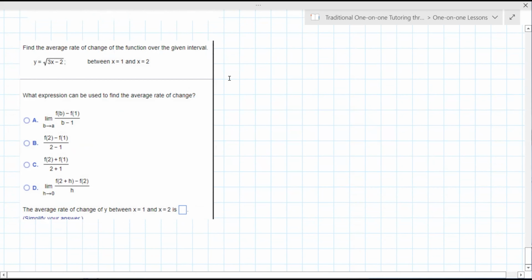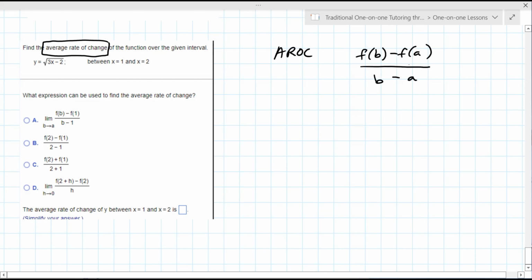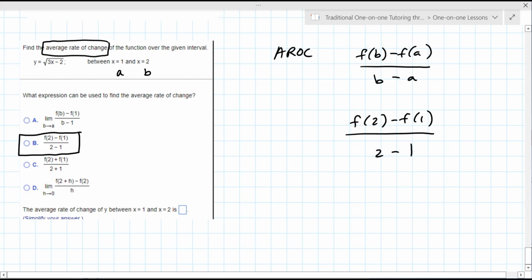The formula here for average rate of change, they call this AROC. You might have even seen it. It's f of b minus f of a over b minus a, and they have to give you an a and a b. The a is the first value, the b is the second value. So when you put those numbers into this formula, it's f of 2 minus f of 1 over 2 minus 1. So this is the correct answer here.